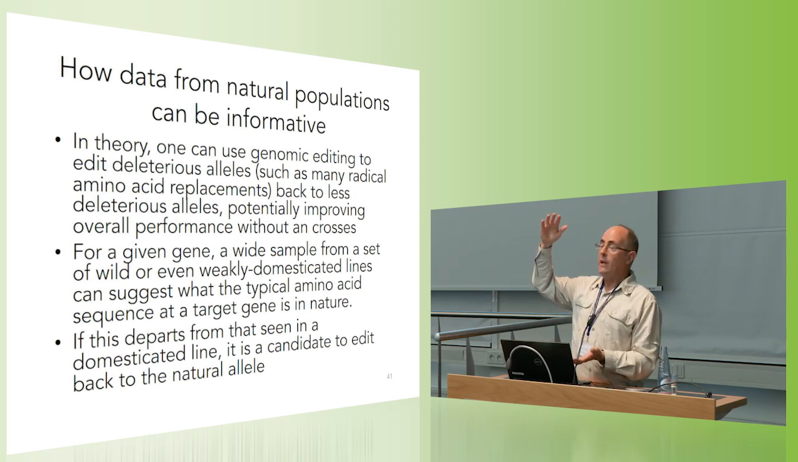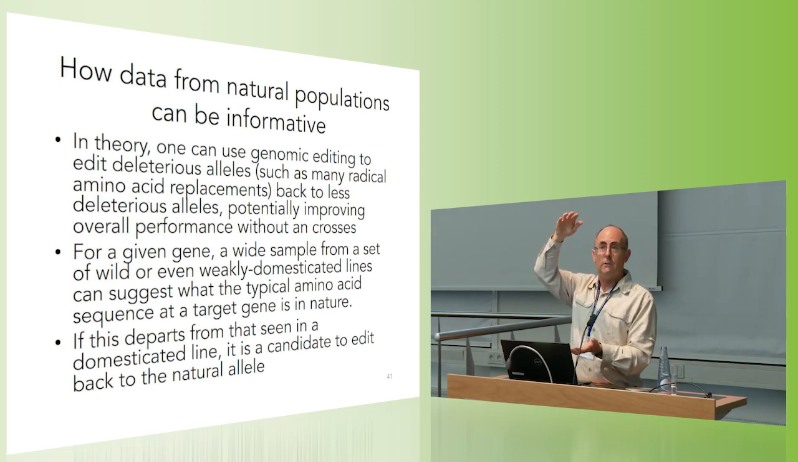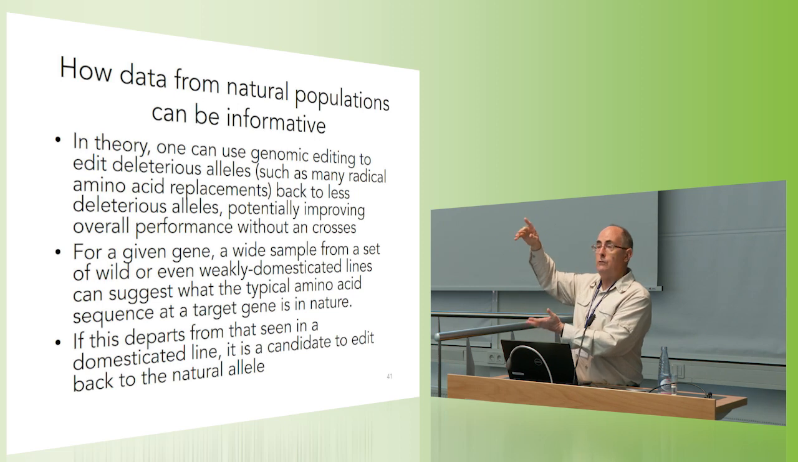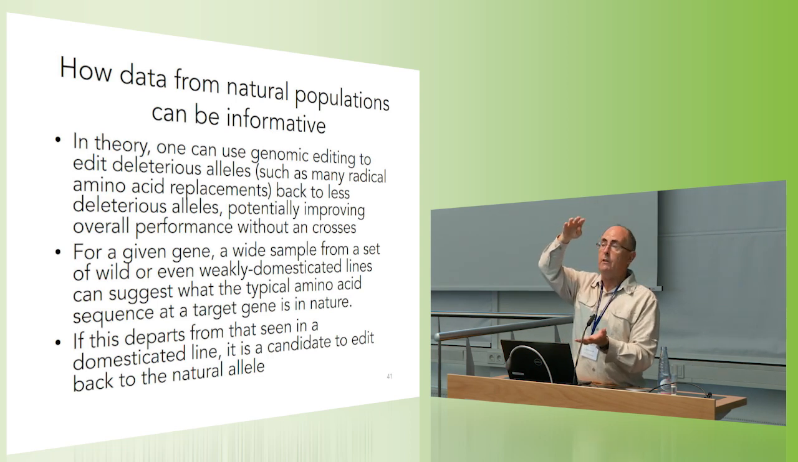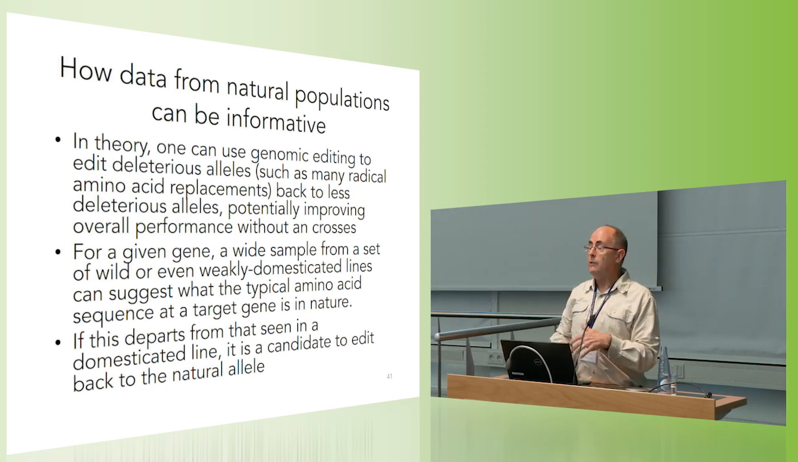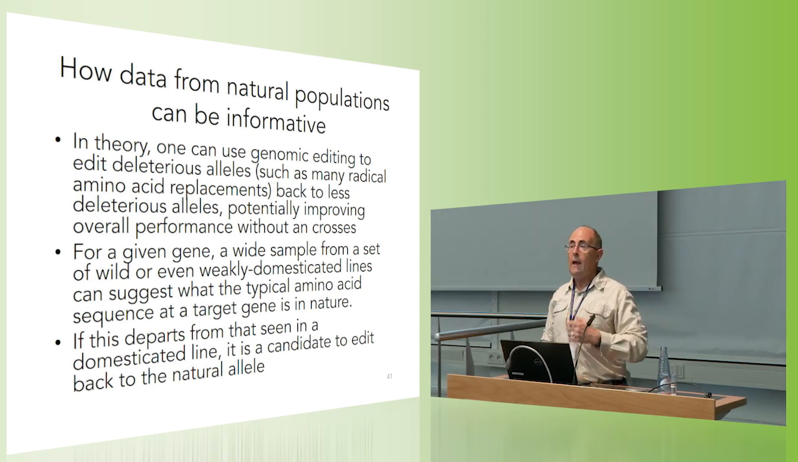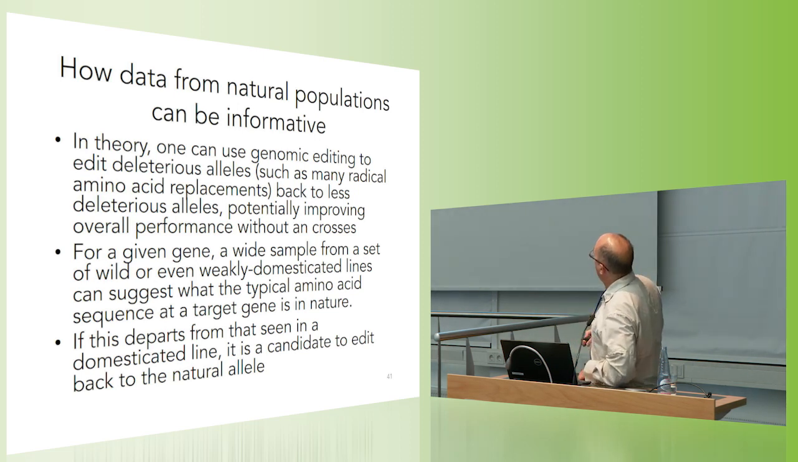I can have a large sample of variation in a target region from a natural population. Then I can look at my elite line that's fixed for that, and I can ask, is that substitution in the elite line found in natural lines? If it is, I'm not going to worry about it. If it's not, or it's extremely rare, it's an obvious candidate for editing. And so those obvious candidates for editing can be informed from the natural populations.